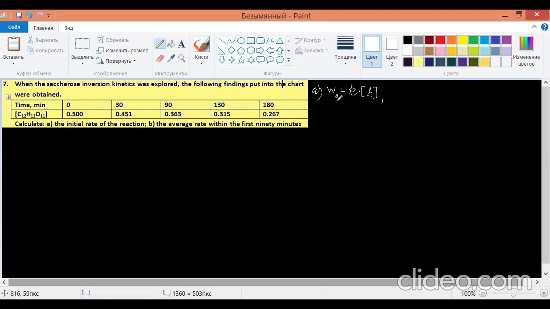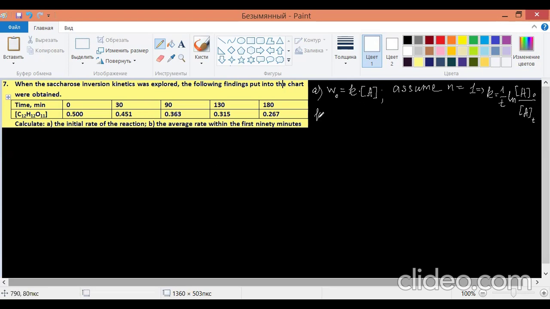Again, you see that in order to compute W sub 0, I need to know the magnitude of K. To do that, I assume that n is equal to 1. For that reason, I can use this formula. K is equal to 1 over t times the natural logarithm of the fraction. The numerator of the fraction contains the initial concentration of this substance, and the denominator is the current concentration at time t. Okay, let's do that.